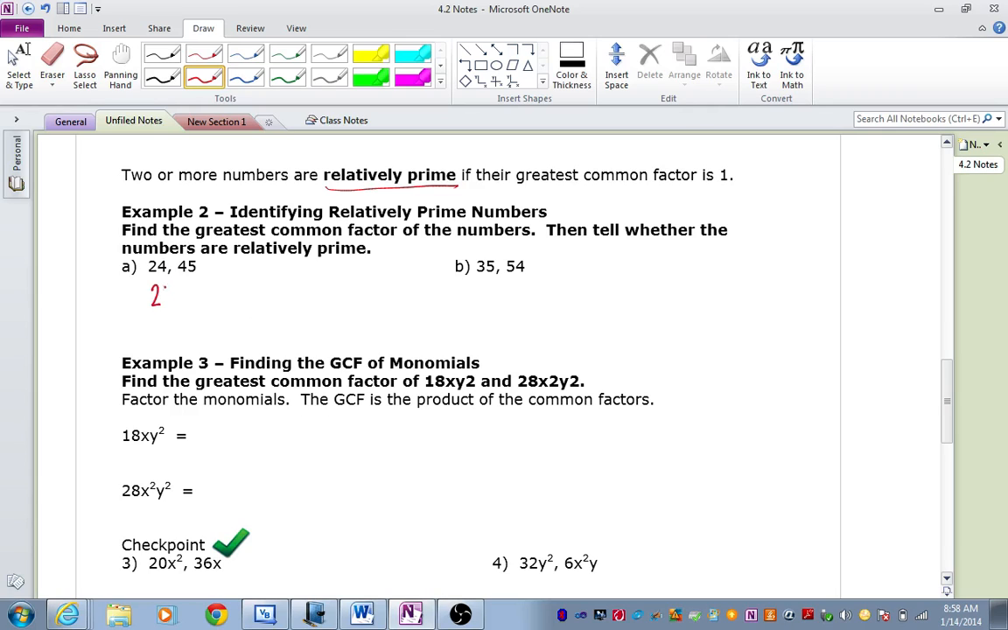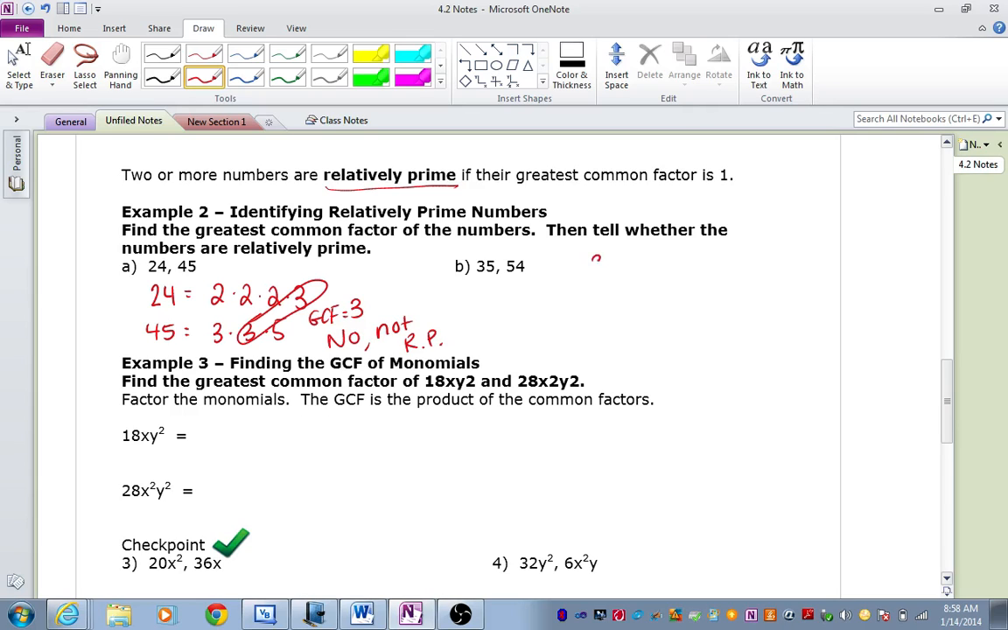So for 24, that's 2 times 12. 12 is 2 times 6, and 6 is 2 times 3. Okay, 45 is 3 times 15, and 15 is 3 times 5. You see, we have a common factor of 3, so our GCF here equals 3. So this would be no, not relatively prime.